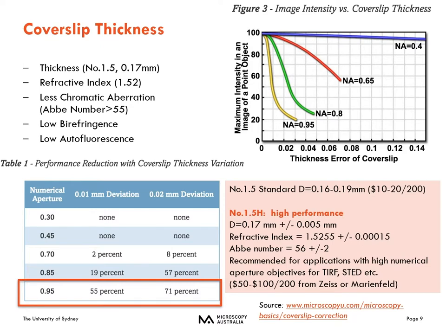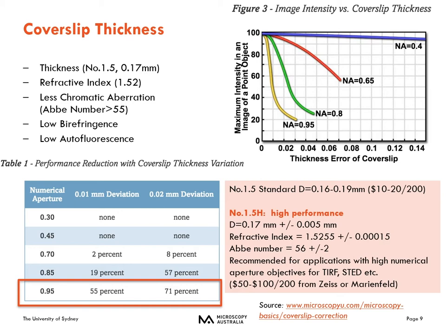Glass has good optical quality over plastic, with less chromatic aberration, low birefringence and low autofluorescence. However, image intensity and quality reduce dramatically with coverslip thickness variation. For 0.95 NA objectives, there can even be a 70% reduction in performance with a 0.02 deviation.